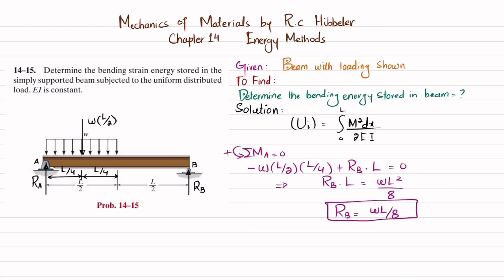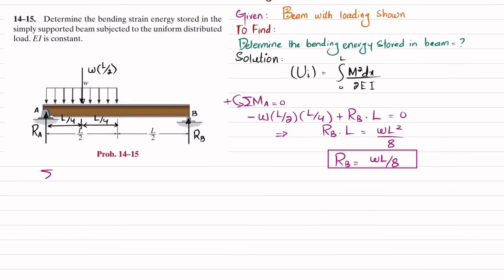So this is the reaction force by the roller support on the beam. Now we'll find this RA by using the equation of equilibrium, that sum of all moments about point B is equal to 0, taking the counterclockwise moment as positive.